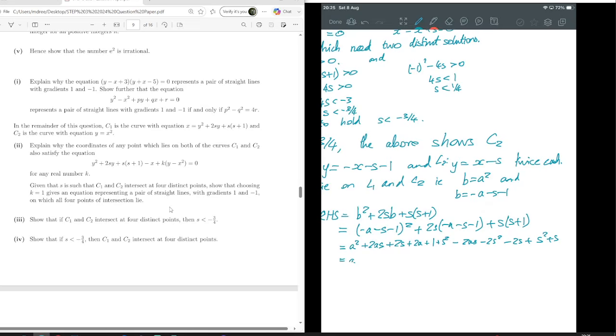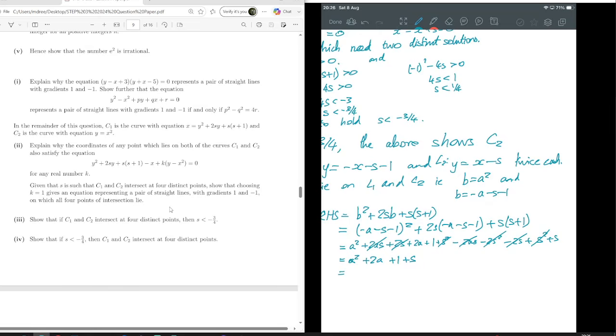So I'm going to be left with an a squared, which I could turn into a b if I wanted to. The 2as cancels the 2as. I've got a plus s squared, a minus 2s squared, and a plus s squared. I've got a plus 2s and a minus 2s. So what am I left with? Plus 2a plus 1 plus s.